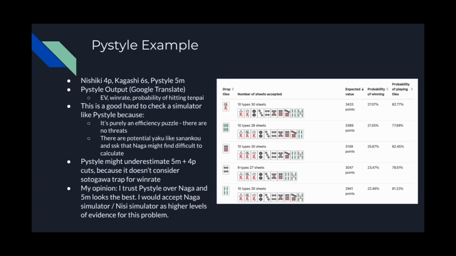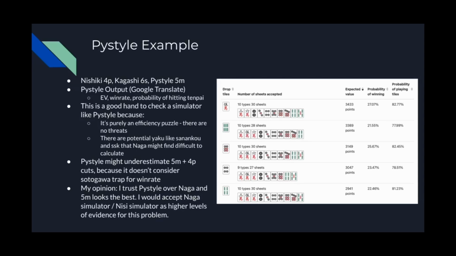But that's just my opinion. It might be right or wrong. And I would also add that I would accept the Naga simulator and Nisi simulator as higher levels of evidence for this problem. So we talked briefly about levels of evidence, about how we want to match tools to spots where their assumptions work well.